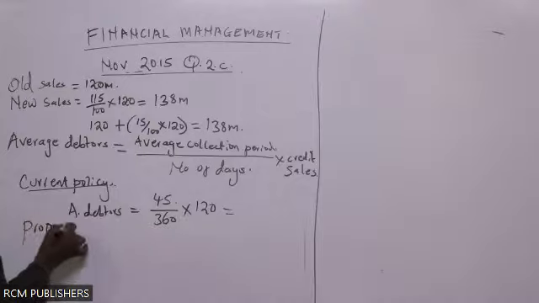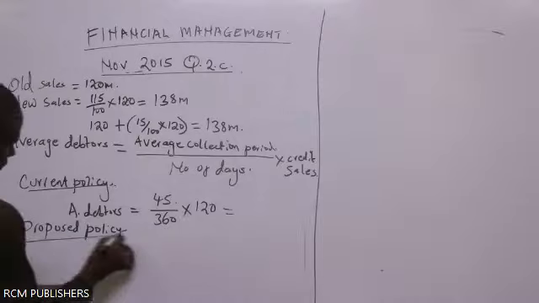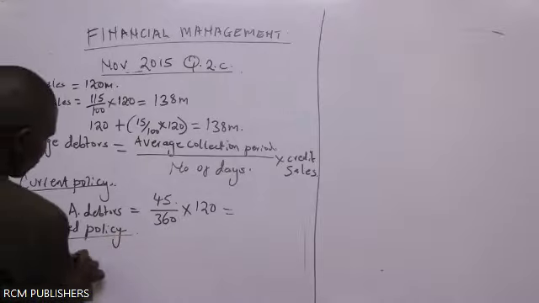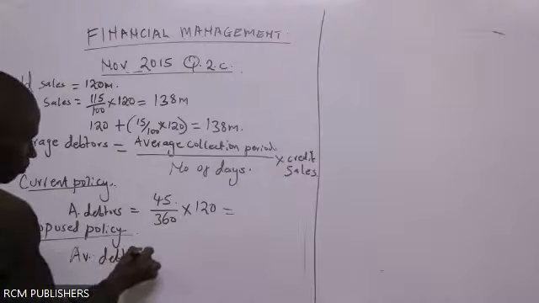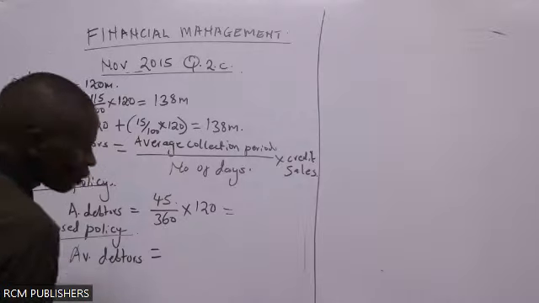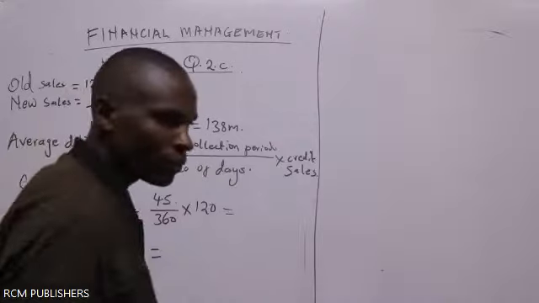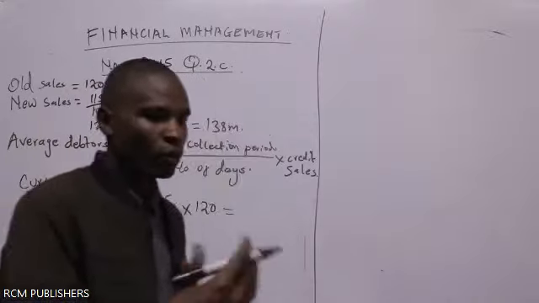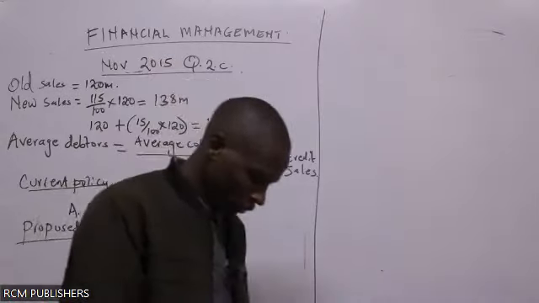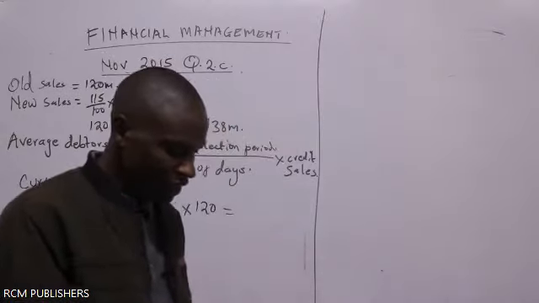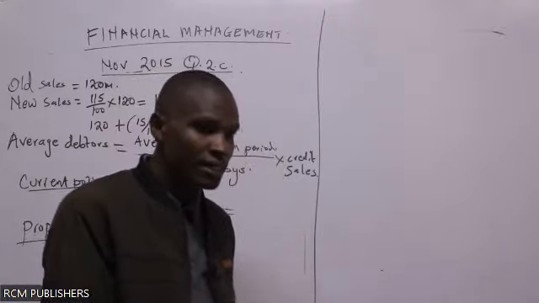Proposed policy. It changes. Have we been given the correction period? We need to get average debtors. What will the correction period be for the proposed policy? Just check from the question. After the change in the credit terms, the average correction period is expected to be 75 days.